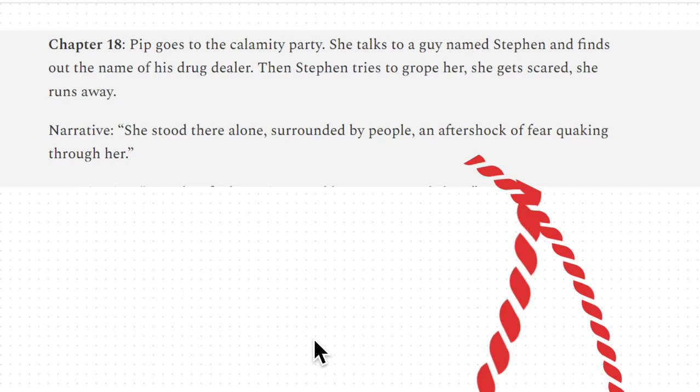She stood there alone, surrounded by people, an aftershock of fear quaking through her. And the investigative last line is, I need to find Howie, I need leverage, I need sleep. Again, we have new information, new goal, revelation, decision, action.